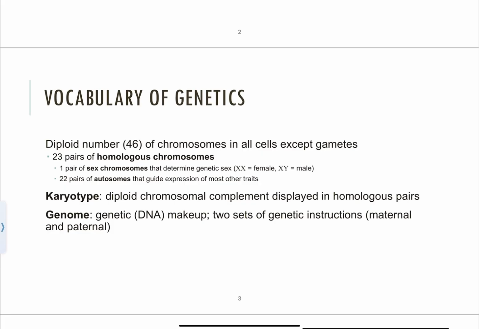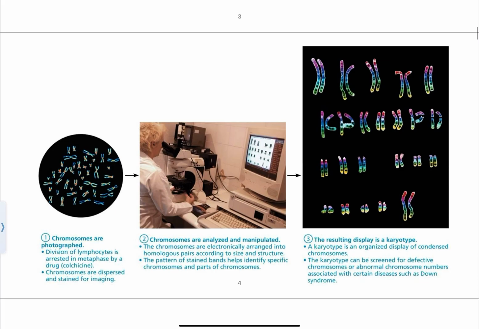We do have something called a karyotype, and this is basically displaying all 23 pairs of homologous chromosomes that we have. And when we're talking about a genome, we're talking about our actual DNA or genetic makeup. 2 sets of genetic instructions. Again, we have one coming from the mother and one coming from the father.